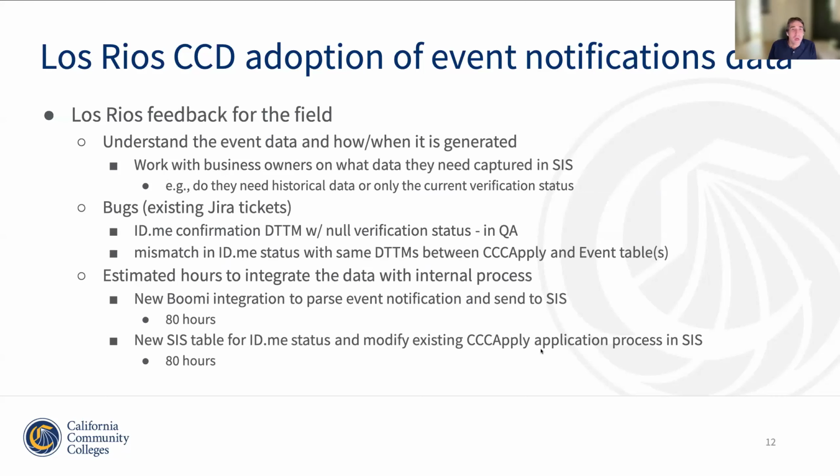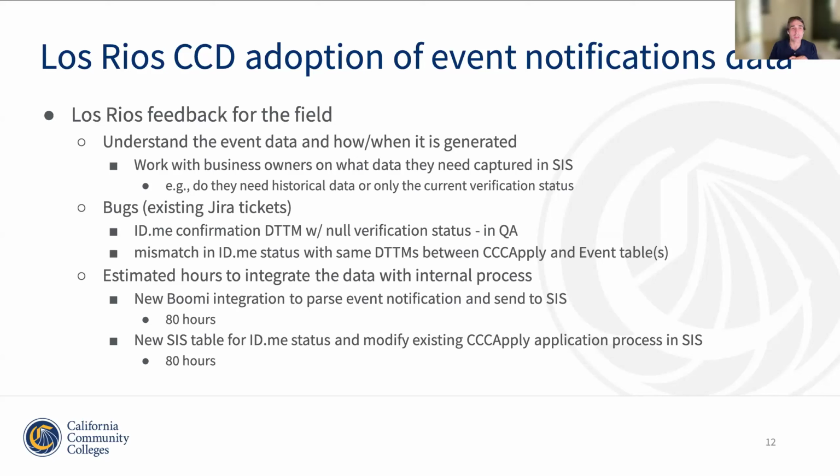Next slide, please. All right, so just some feedback we have for our experience. First is understanding the event data and how and when it's generated. Currently I think there are two events that come in: one is called the federated identity link event, and the other is called the update profile. We had to research the data and read the release notes, and we decided to concentrate on the federated identity link event, so we could ignore the other ones. It depends on what the business owners want and what data they need.